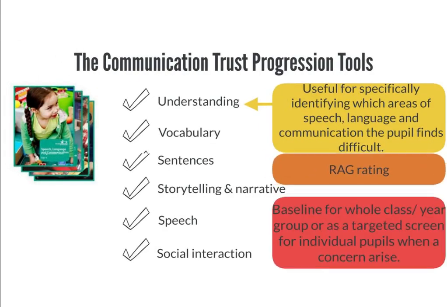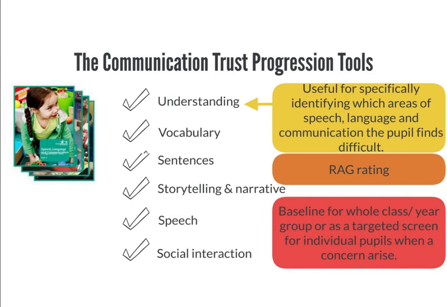To help you identify children and young people with speech, language and communication needs, we recommend you purchase the progression tools produced by the Communication Trust. They are designed to be used by education professionals such as SENCOs, teachers and teaching assistants. The progression tools specifically identify which area of speech, language and communication the pupil finds difficult. It also indicates which level of support is needed through a RAG rating system.